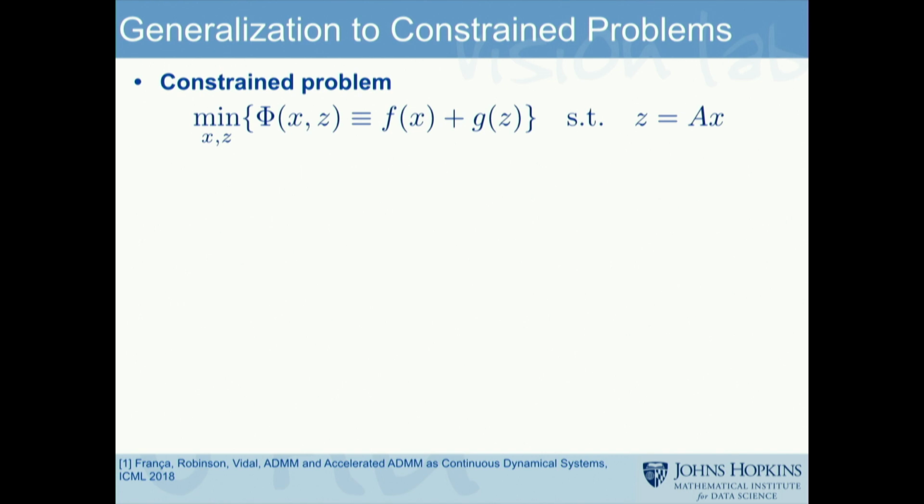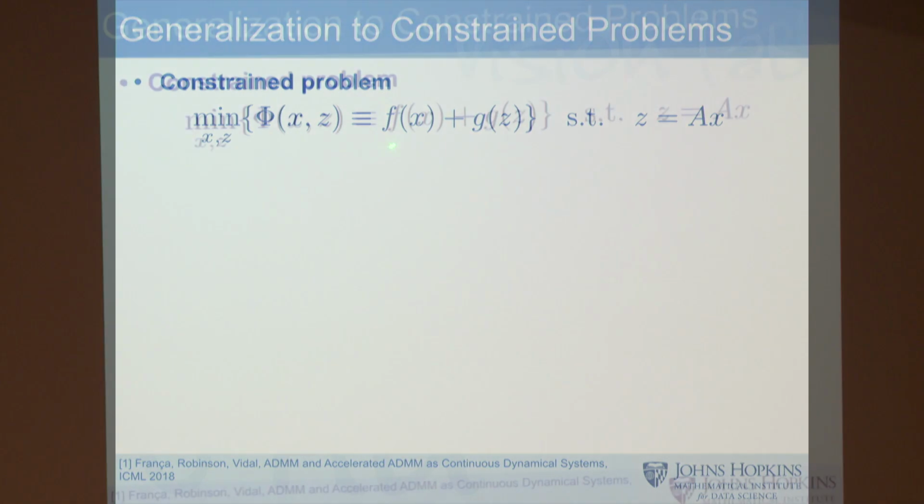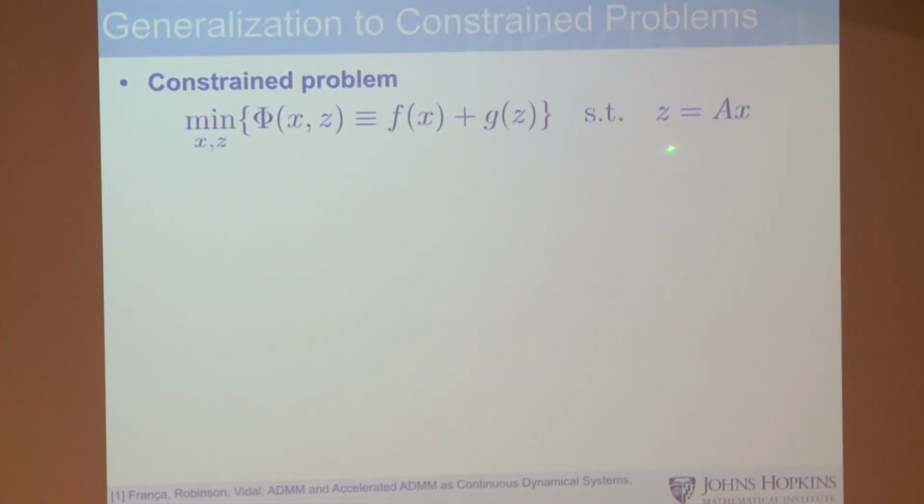Okay, so let me begin with the constraint story. Suppose you've got an optimization problem like minimizing f plus g, and the variables x and z are related by a linear transformation. In this case, you can look at one well-known algorithm called ADMM, and you can derive the differential equations associated with ADMM by taking continuous limits.